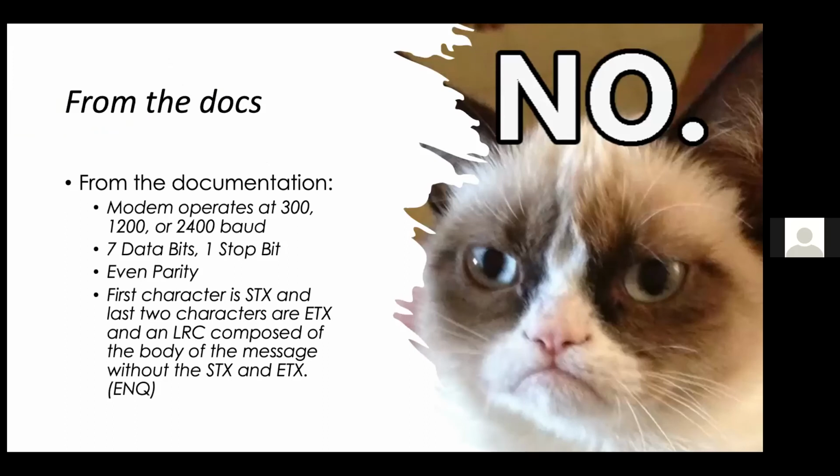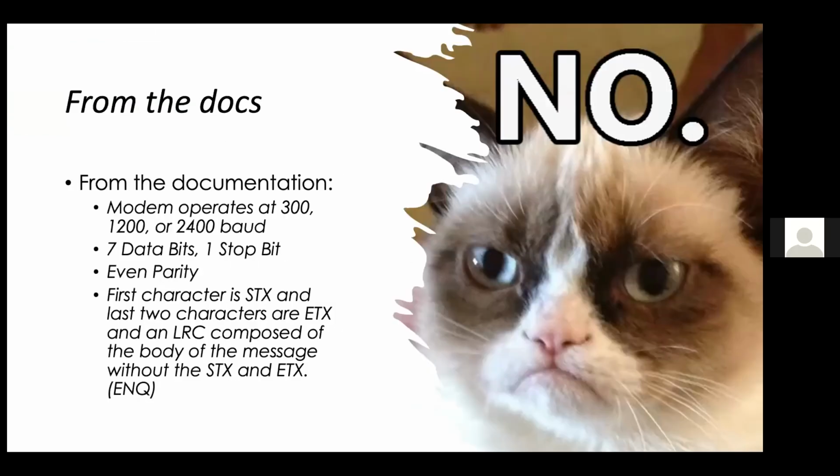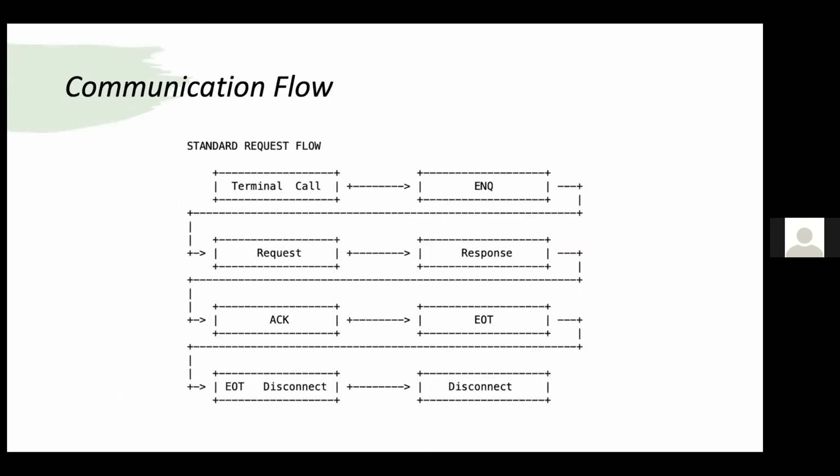It says, okay, set your modem to 300, 1200, or 2400 baud, 7 bits, 1 stop bit, even parity, and the first character is STX. Well, it didn't mean much to us originally, because we take for granted that ASCII is standardized now. It was a challenge. We weren't seeing what we were supposed to on these characters. We were seeing random things that didn't make sense, and it was very frustrating.